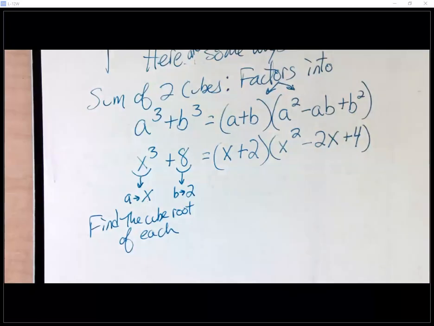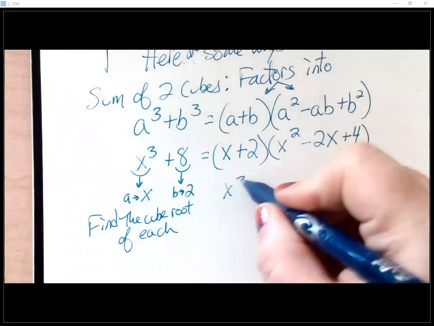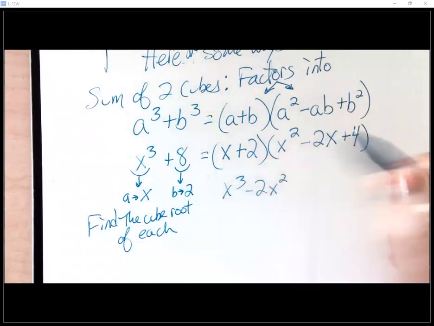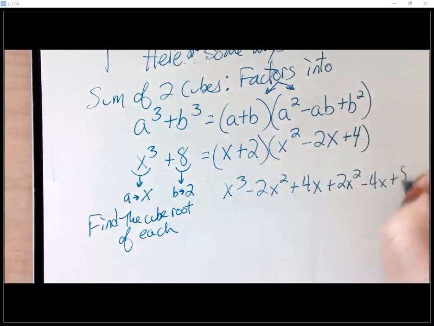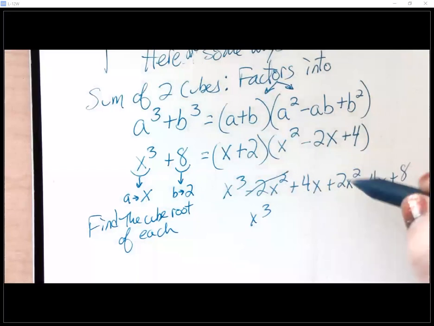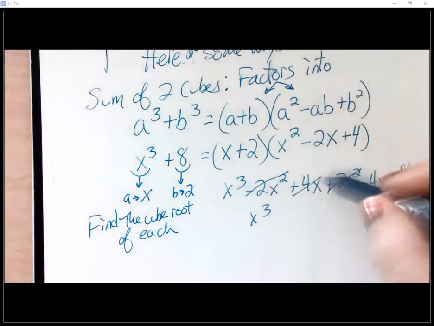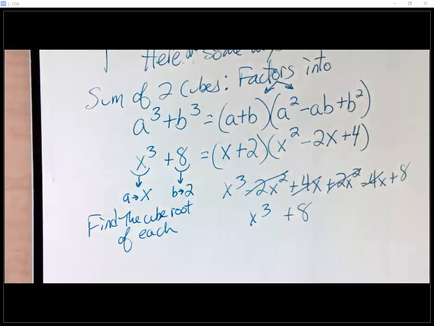You don't have to write this in your notebook if you don't want to, but I'm going to show you. So if I do x times all of this, that's x to the third minus 2x squared plus 4x, and then 2 times all that: 2x squared minus 4x plus 8. And then if I combine like terms, look what happens. Minus 2x squared plus 2x squared, plus 4x minus 4x. Oh my gosh, it really does. Wow. I know, isn't it? It feels like it really shouldn't, but it totally does.